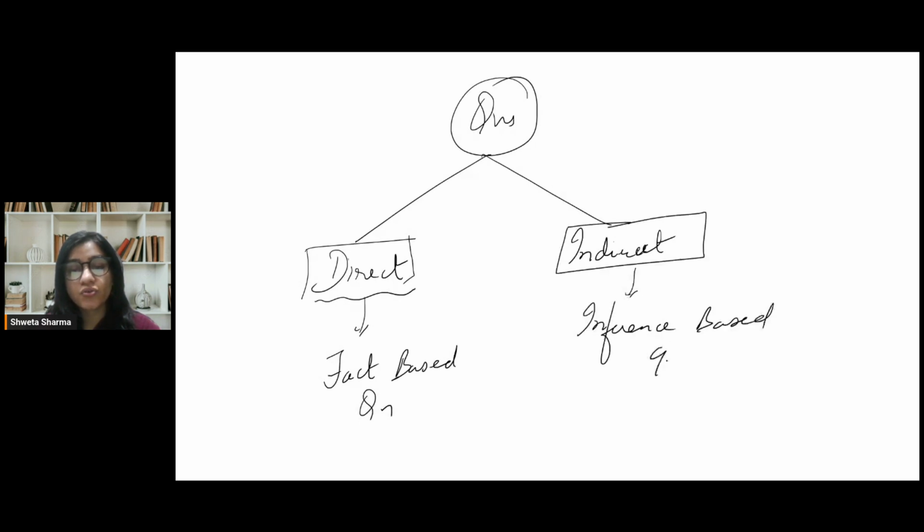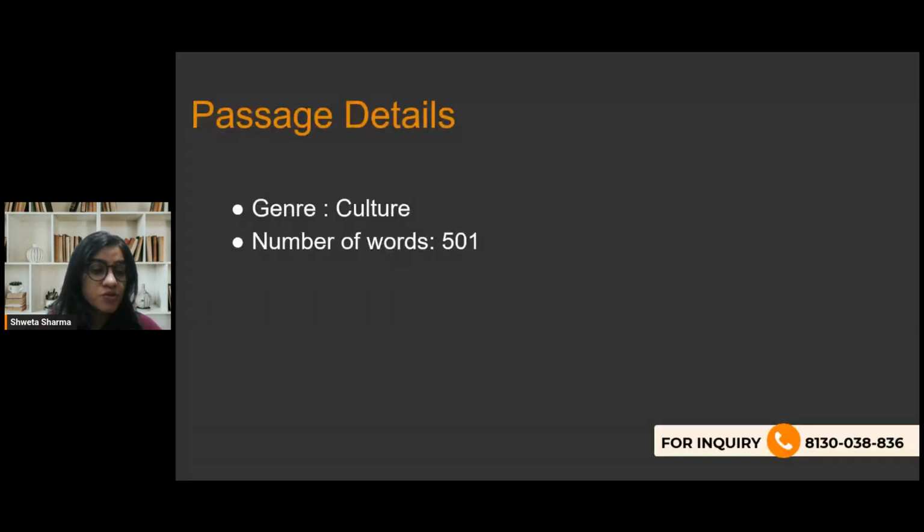So when it is a question type like, what does the author say when he says so and so, or the contextual reference to something, it's always direct. And if the question is about what is the central idea, what is the primary purpose of the passage, it is most often inferential. So it's important to understand what the author says, how we interpret it, and then eventually how we relate to it. Now let's start with this passage, which is based on the genre culture, and we have 501 words.